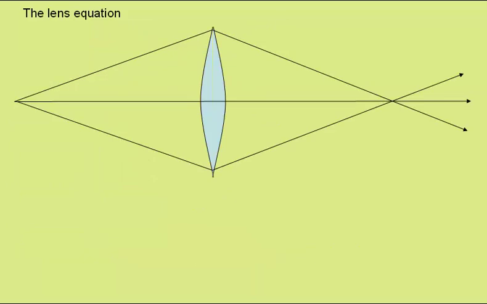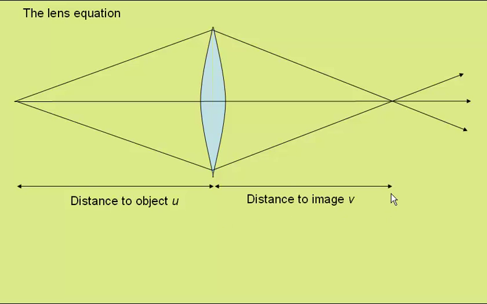The lens equation. Here we have a lens with light coming from an object here, forming an image here. If we call the distance to the object u, and the distance to the image v, we would also have the focal length of the lens f, which would be closer than this, as the focal length is where light from a distant object is brought to a focus. The lens equation then tells us that 1 over u plus 1 over v is equal to 1 over f.